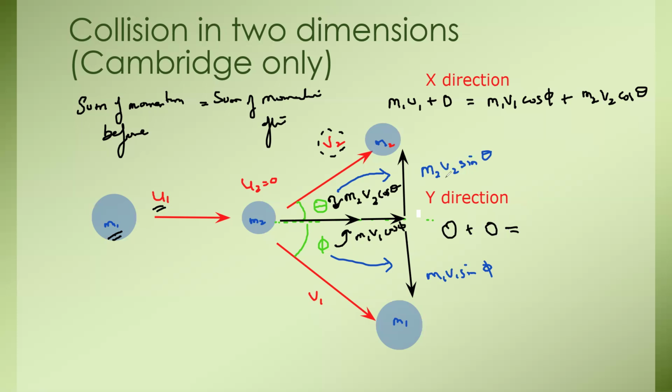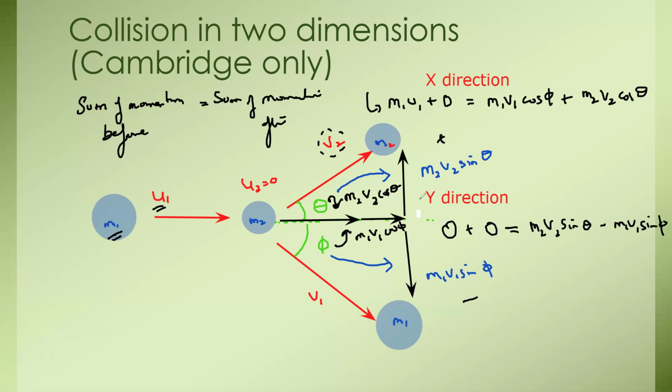But what about the final? One is having a vertical component upward, another one vertical component downward. So we can say any one of them we can take as positive, the other one will be negative. If I take upward direction as positive, the downward direction will be negative. So I will write m2 v2 sine theta minus m1 v1 sine phi. So this is the conservation of momentum equation in the y direction.